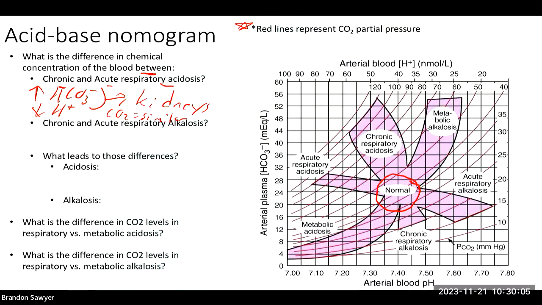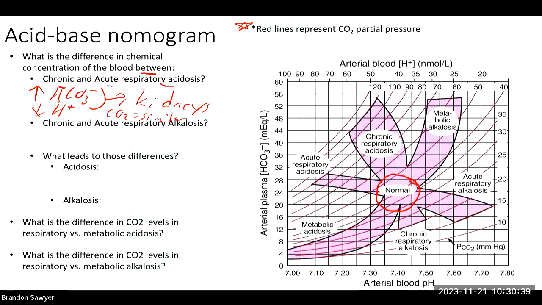And then on the other side of things, acute respiratory alkalosis, so we're talking about over here, compared to chronic respiratory alkalosis here. It's a similar situation. We're pretty much following those CO2 lines straight down for the most part. So CO2 is going to stay somewhat similar, but just the opposite of what we just said, our bicarb is going to go down, and our hydrogen ion concentration goes up, or pH goes down.